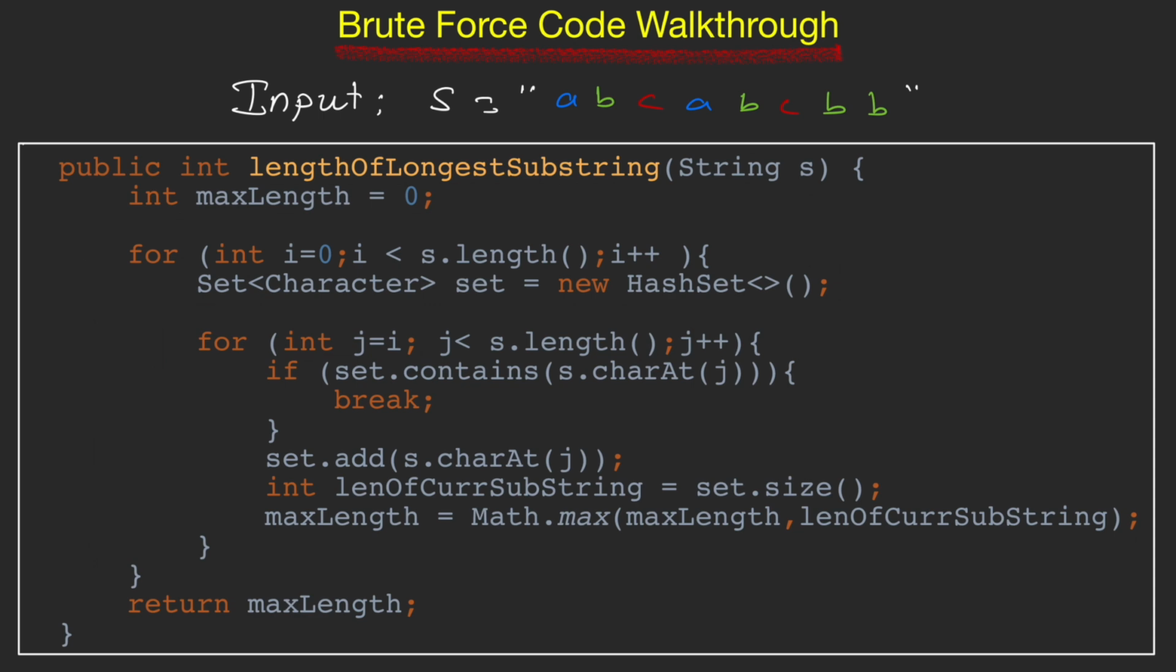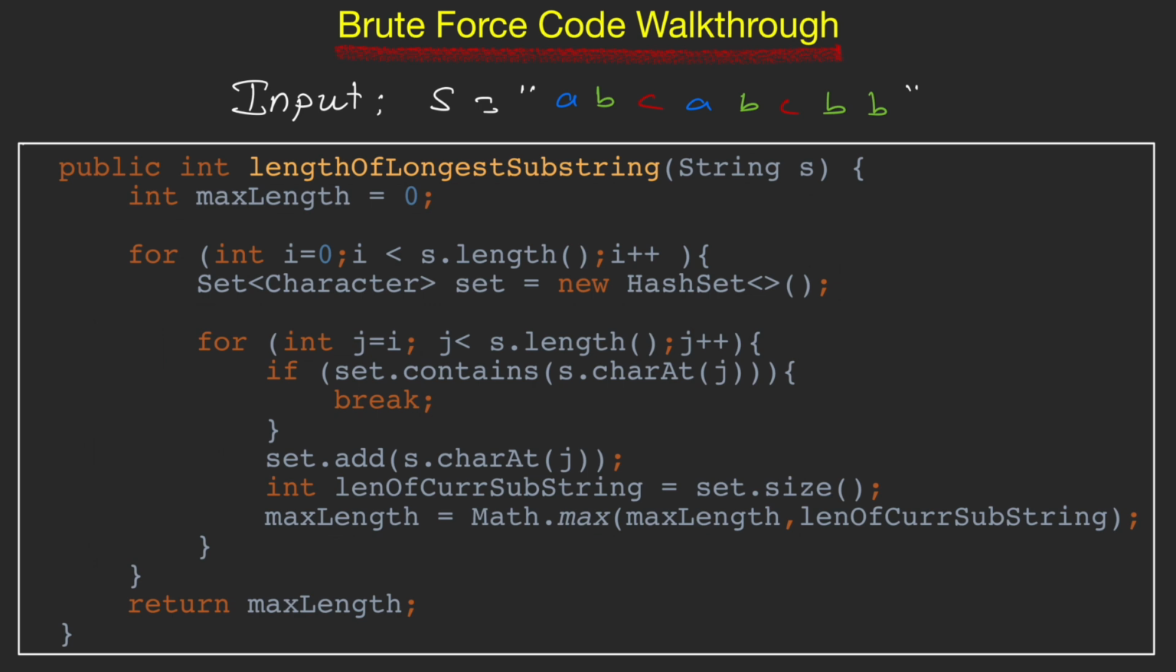Inside this inner loop, we check, has the character at index j already been seen? If yes, that means we have found a duplicate and we break out of the inner loop. That substring is no longer valid. But if it is a new character, we add it to the set. Then we update the max value with the larger of two values, the current max and the size of the set, which represents the length of the current unique substring.